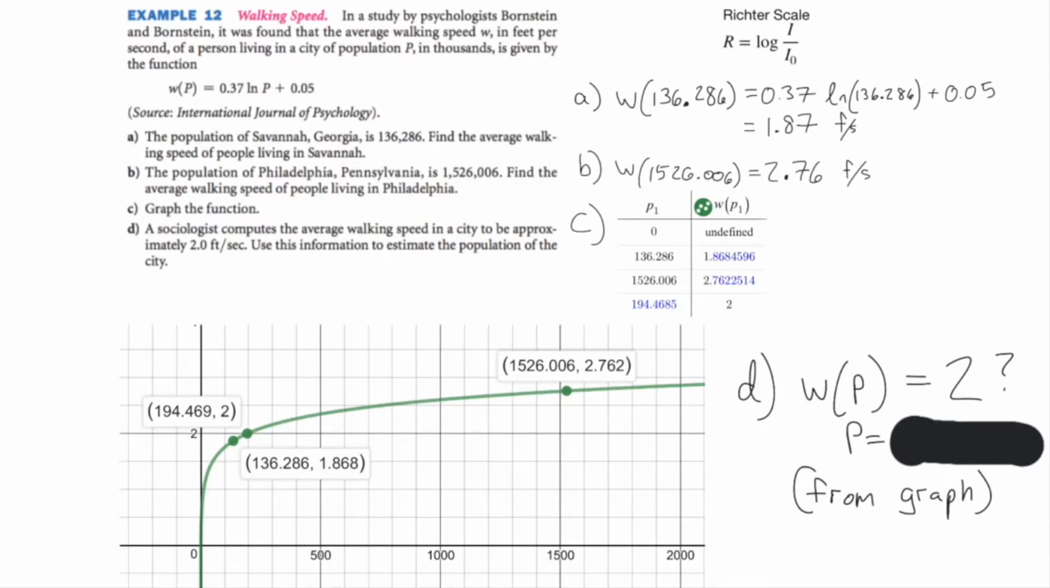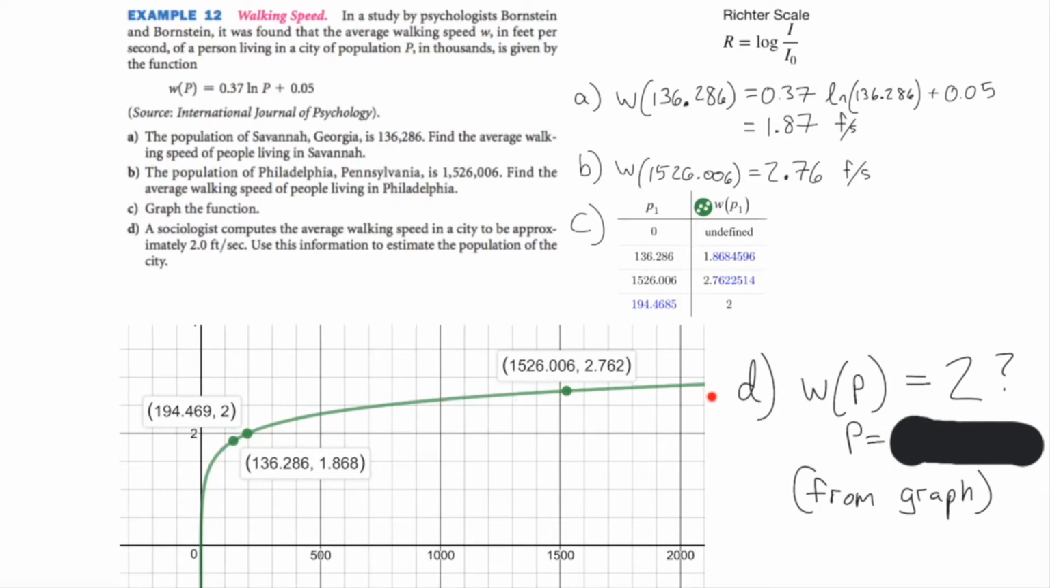The next question is the population of Philadelphia. Go Philly. 1,526,000. Wow, we have a lot more people in the city now than we used to. So this here is 1,526. You remember P is measured in thousands here, so we have to convert this to how many thousands. You put it into the function and you get out 2.76, and here it is on the graph. This is the population, and this is the walking speed, approximately.